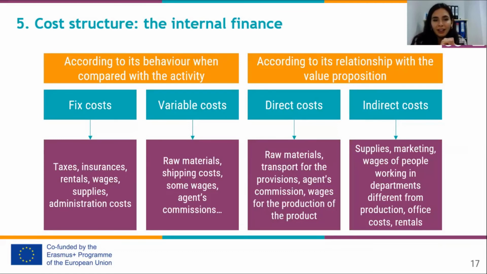So here we have the examples of fixed costs, variable costs, direct and indirect costs, for example. According to its behavior, when compared with the activity, we have the fixed costs. These are, for example, all the taxes that I have to pay as a business, all the insurances that I have to pay also to ensure that my machinery is going to work properly, or for my employees or whatever. Also the rentals, if I need, for example, to rent a factory or a flat in order to set the offices of my business, this is a rental that I'm going to pay month by month. Also the wages of my employees, and some supplies, for example, that are constant over time, and the administration costs.